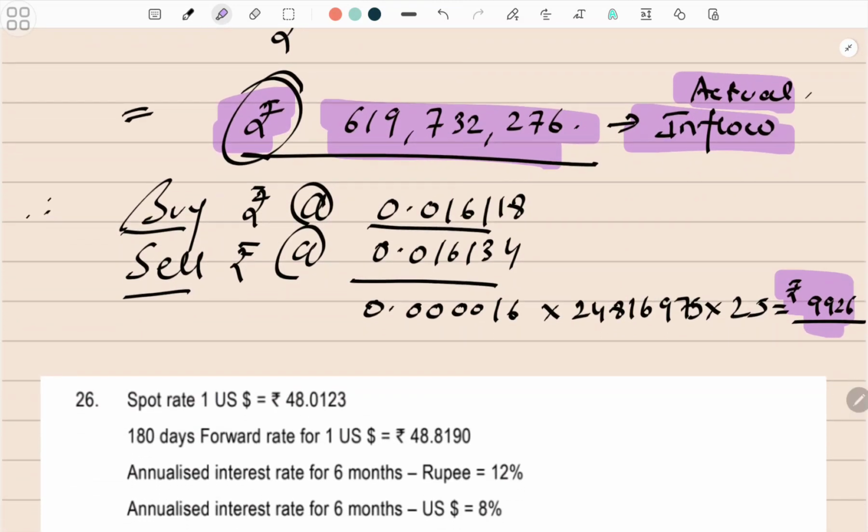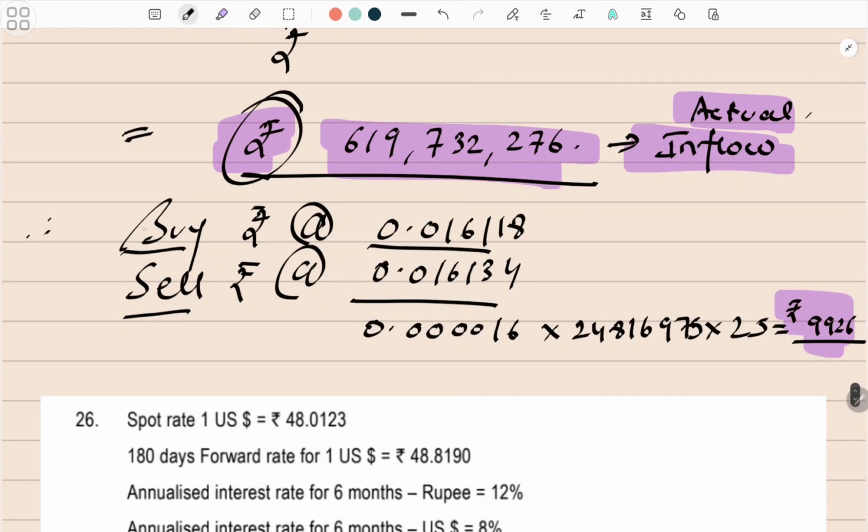Which is this 9926? It is not rupee. See, I'll tell you why it's not rupee. That's the reason I always say write the currencies, and in this particular case I did not write it, hence the mistake happened. See, this is a dollar by rupee quote. Both of these quotes are dollar by rupee, okay. And this lot size is rupee. If you see the question, you'll get that.